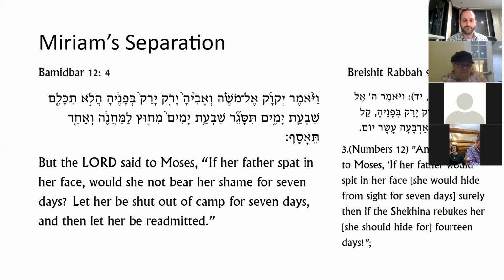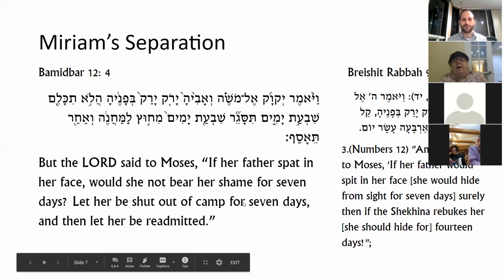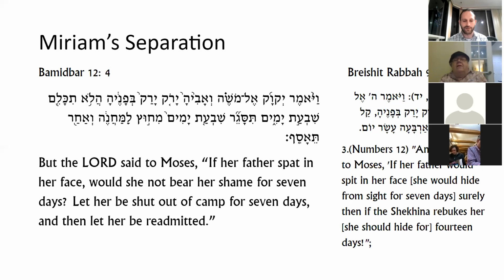So how would you end up getting a 14? Because didn't the pasuk only say 7? So the answer is because when you have tzaraat, you have to actually be seen by the Kohen twice. So it ends up being in total a 14-day process, right?